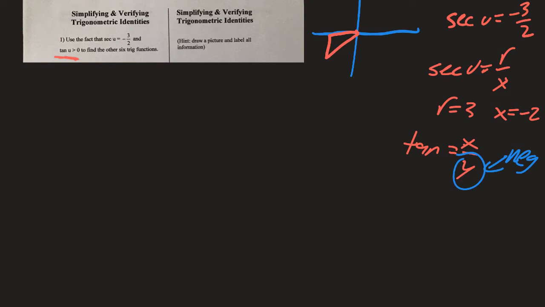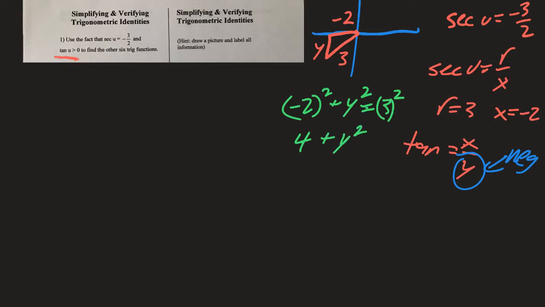And we will use the Pythagorean theorem to help us solve for the y value. So if we set up our Pythagorean theorem, we can solve for y. We'll have (-2) squared plus y squared equals 3 squared, and we'll solve this out. We should get 4 plus y squared equals 9, so y squared is 5, and then we get y equals square root 5. And since I'm in quadrant 3, I know this is negative.